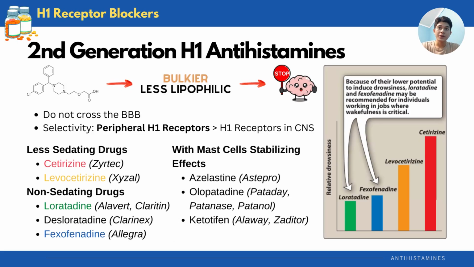In comparison with the first generation H1 receptor blockers, which enter the blood-brain barrier, which results in sedation, a side effect that most antihistamines have in common. Second generation H1 antihistamines do not cross the blood-brain barrier, or at least only to a minimal extent, since the chemical structure of second generation H1 antihistamines is not entirely lipophilic, or some can have a weak potential for producing sedation. That is why we have these less sedating drugs like cetirizine and levocetirizine.